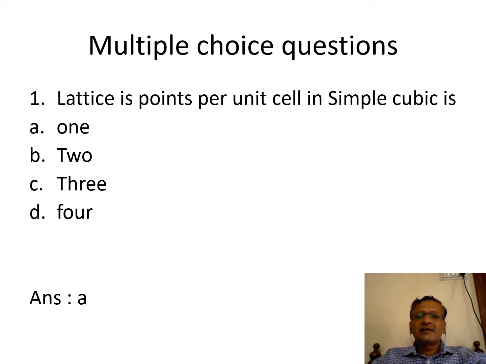Now we can discuss a few multiple choice questions on our previous discussion. Lattice points per unit cell in the case of simple cubic is A 1, B 2, C 3, D 4. The correct answer is that the number of lattice points per unit cell in the case of simple cubic is 1. So the answer is A.